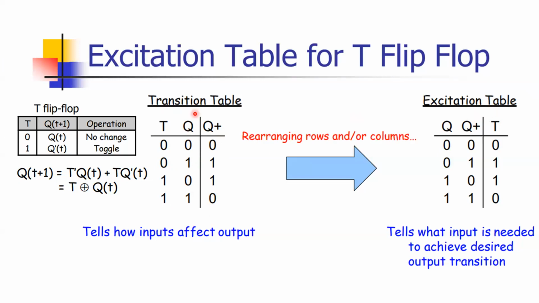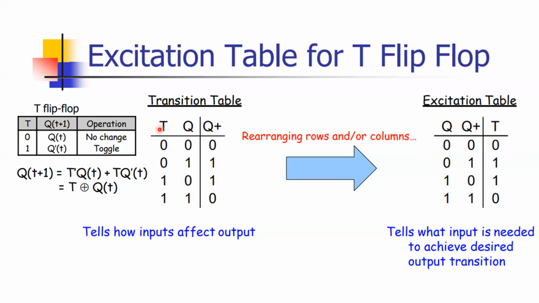The difference between the transition table and the excitation table is that in the transition table, using T and the previous state Q, we generate the next state. But in the excitation table, using Q, that is the current state, and Q plus, that is the next state, by predicting the next state, we find what the value of T will be. So when Q and Q plus are 0, 0, we look in the transition table. When Q is 0 and Q plus is 0, the value of T is 0. So we are writing 0.